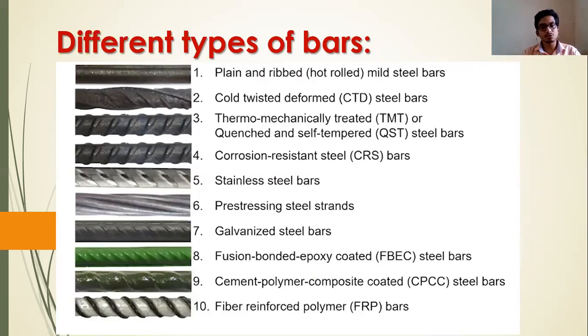The next one is the corrosion resistant bar, which is also available nowadays. Stainless steel bar is also available, but stainless steel bar is quite expensive, so in most construction projects we do not use stainless steel bars. And now prestressing strands. In a prestressed concrete structure, it's a different scenario. It's not possible to explain it in detail here.